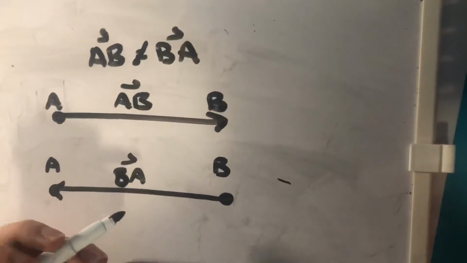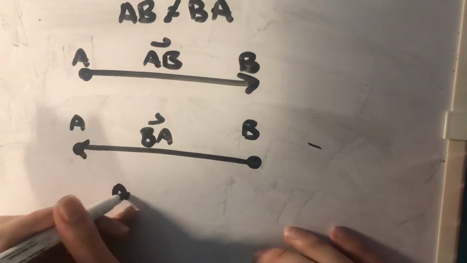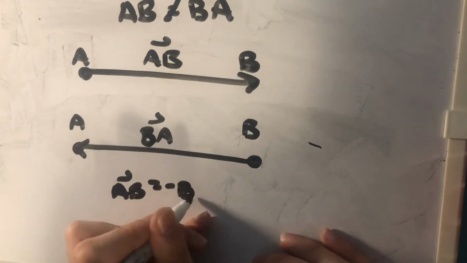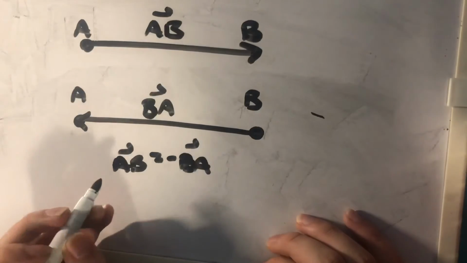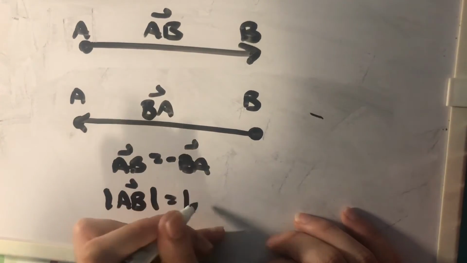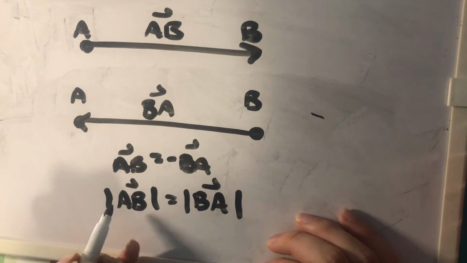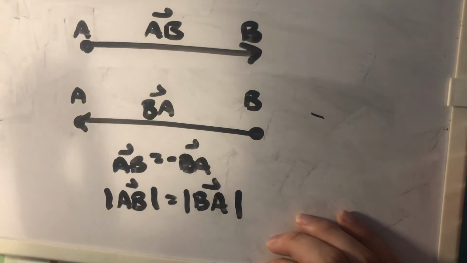However, properties about opposite vectors that you can state confidently is that vector AB is equal to negative BA, because it's just flipping the direction 180 degrees. And you can also say that the magnitude of vector AB is equal to the magnitude of vector BA. These are just magnitude bars, which indicates that we're talking about specifically magnitude, not direction.